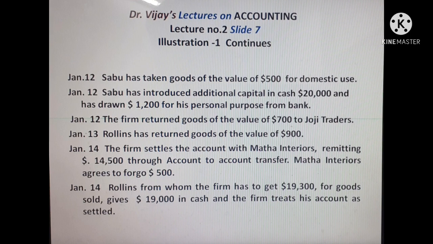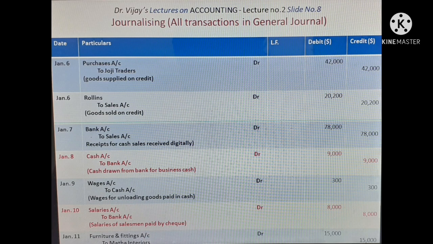Let us go to slide 8. In slide 8, we are seeing how to record transactions in the journal book. We know transactions are at first recorded in the journal book, and from there they are posted to the accounts in the ledger. How to record transactions in the journal book, that we are studying for the first time in this lecture.